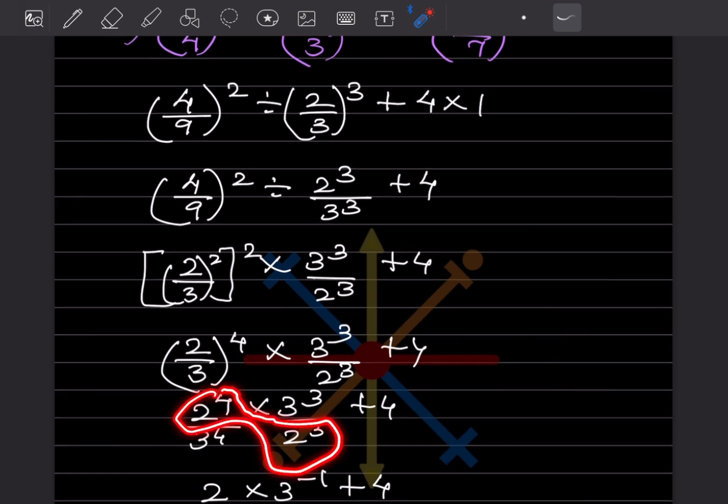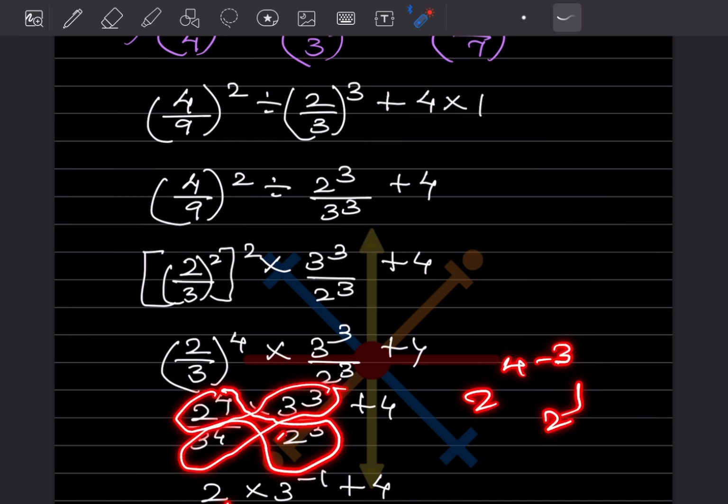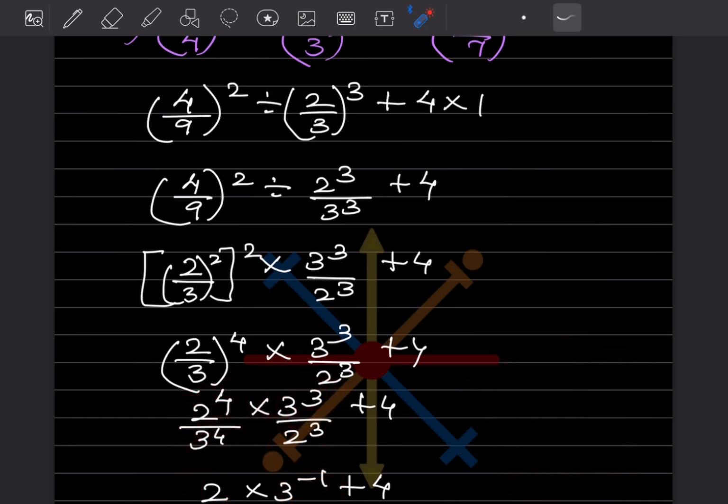these 2's together, that is going to be division. So that will be 2 raised to 4 minus 3, that is going to be 2 raised to 1, that is going to be 2. And here, if you want, you can write this step, 3 raised to 3 minus 4, so that is going to be 3 raised to minus 1. So here you can write this step if you want: 2 raised to 4 minus 3 multiplied by 3 raised to 3 minus 4, and then you can write this one plus 4 as it is.